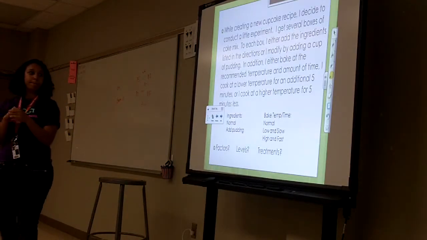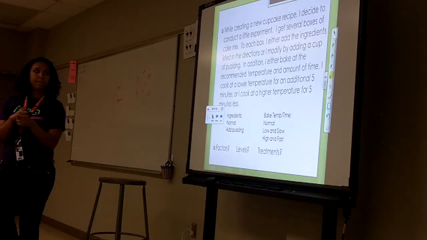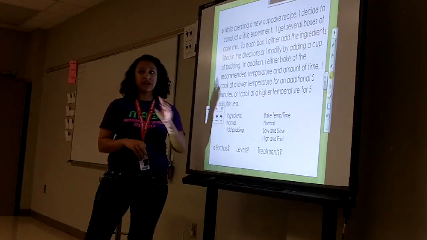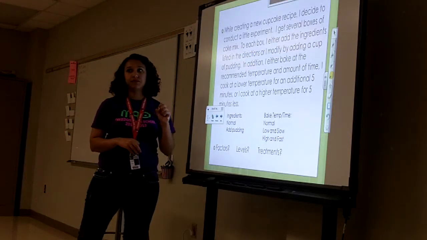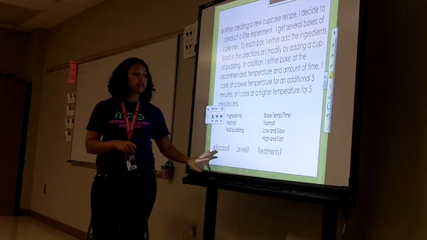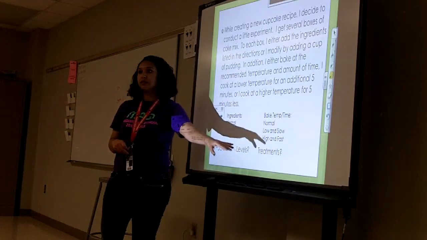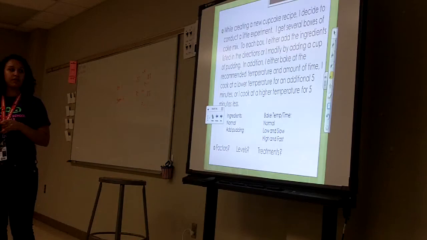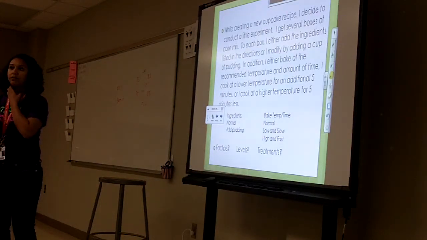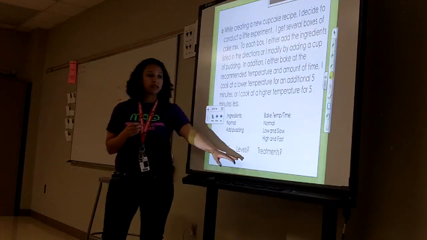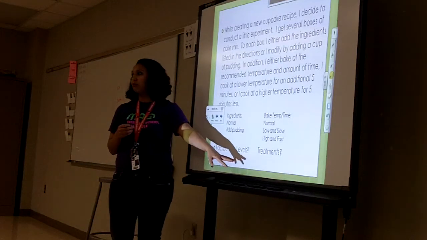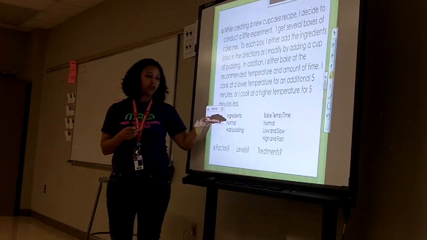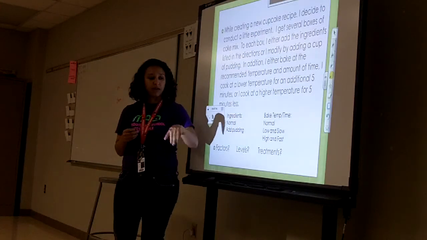Treatments is you either do the ingredients listed on the directions or you modify it. Let's start with factors. Factors are my ingredients and bake time and temperature. Treatments is the combination of all of them. Levels is temperature: normal, low and slow, or high and fast. And then also, these are my levels.